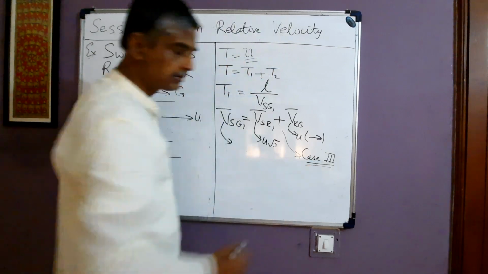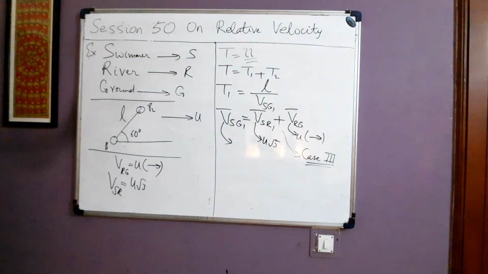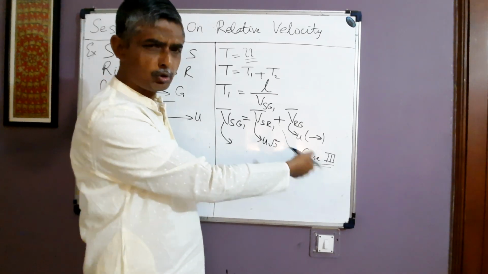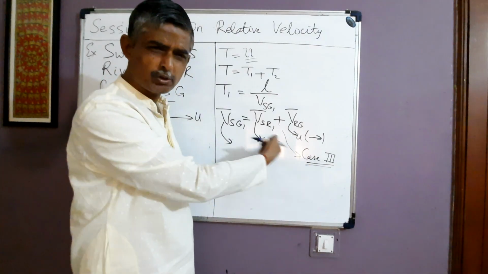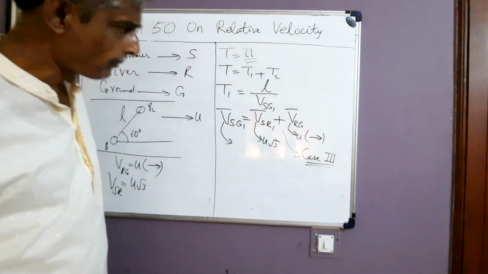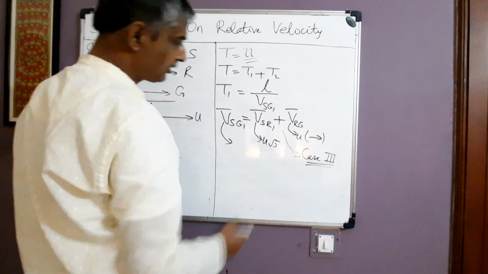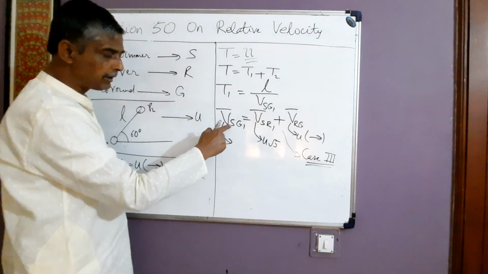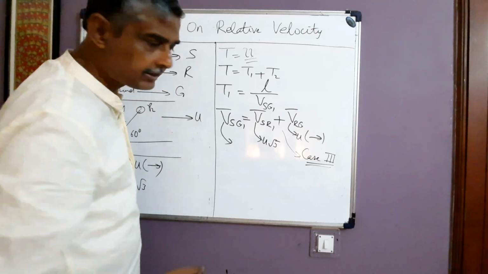Third case problem, alright. Now what do we have to do? Please go back to the previous videos, three to five videos, and you will get everything: case 1, case 2, case 3. You search for it, fine. This is case 3, alright. Now what we do is draw the vector diagram to find VSG1.